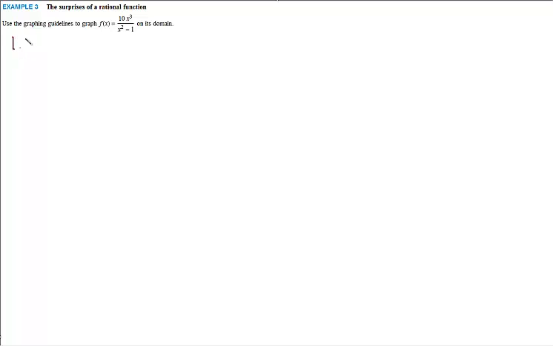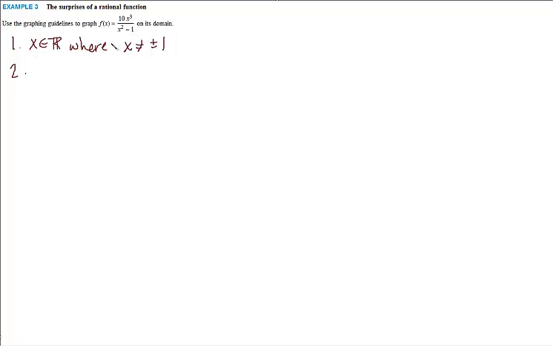Step 1. Let's look at the denominator. X can be anything where x is not equal to positive or negative 1. Can't have that. Now, the symmetry of this is elusive.